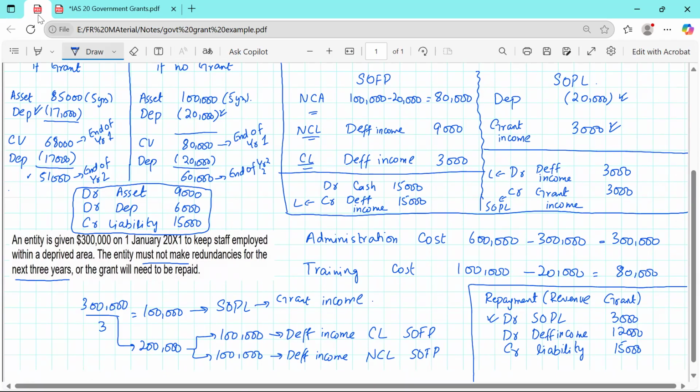If, for example, 2 years would have passed, and in the third year you did this. So if 2 years would have passed, how much would you have taken to the statement of profit or loss? 6,000, and the remaining 9,000 was in your deferred income balance, right? So 6,000 you will debit the statement of profit or loss, and by 9,000 you will debit the deferred income, and the liability for the repayment you will set up in a similar way. So in this way, the grant repayment is done. So that is your IAS 20 government grant.